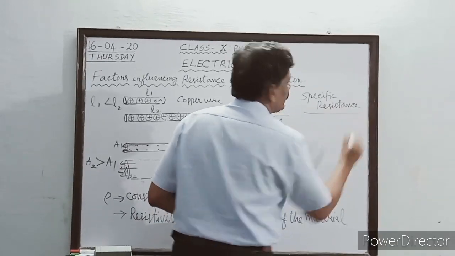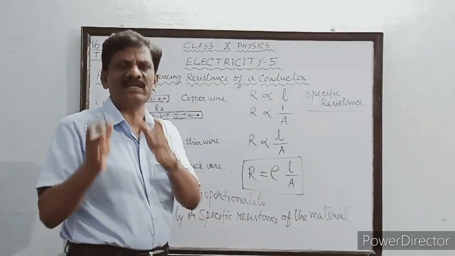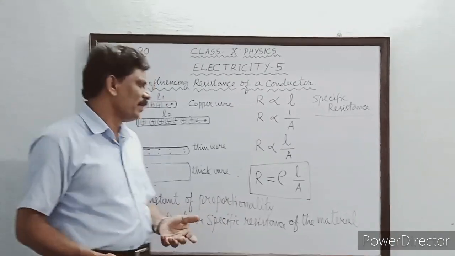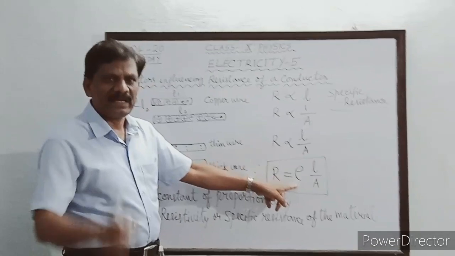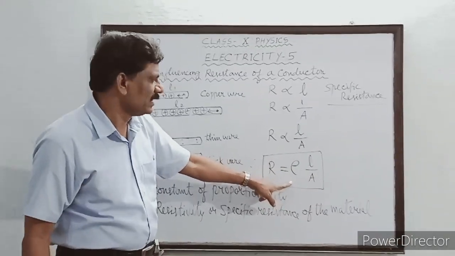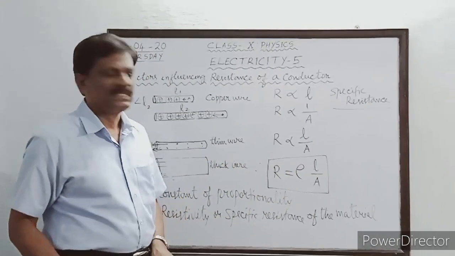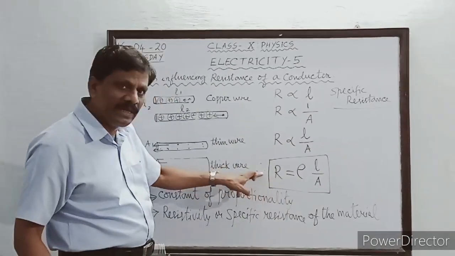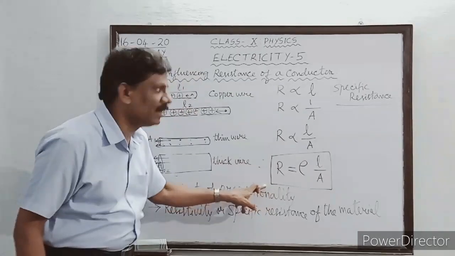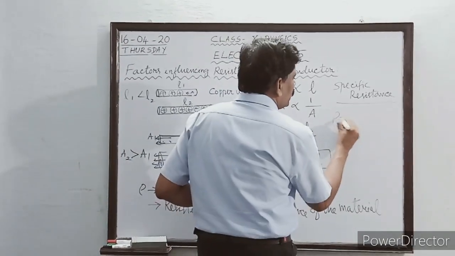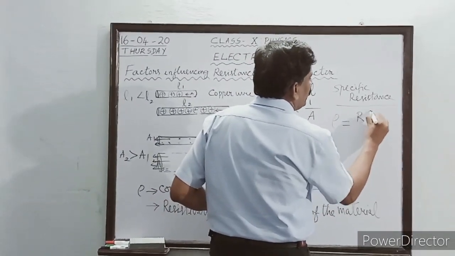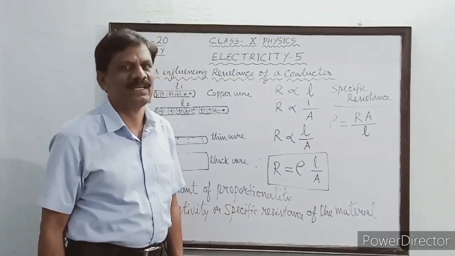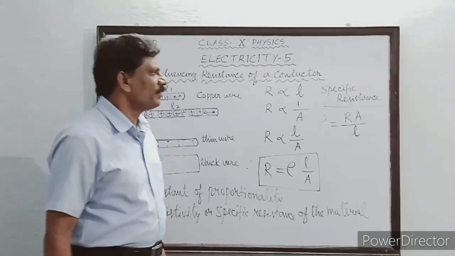This specific resistance of any material depends on which factor? The nature of the material only. So you get an expression for rho from this equation. I want an expression for rho. So rearranging the terms, shall I write rho is equal to R into A divided by L. Okay. So rho is equal to R into A divided by length L. Is it not?